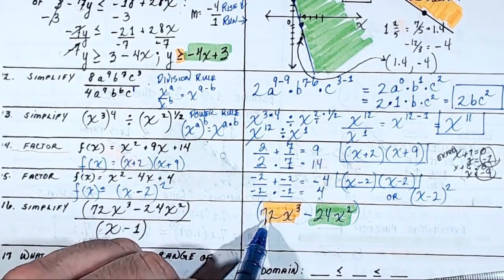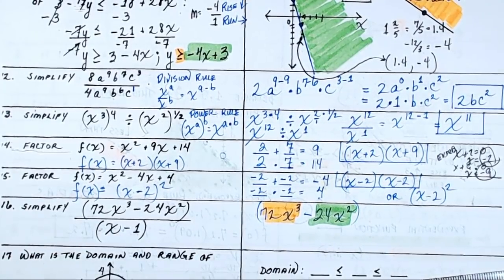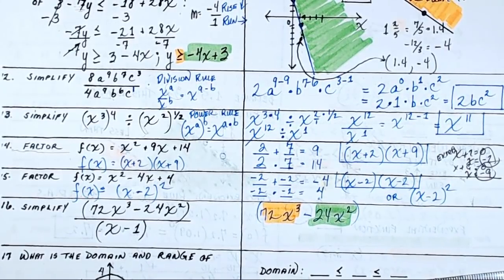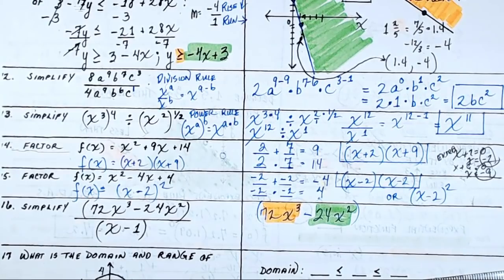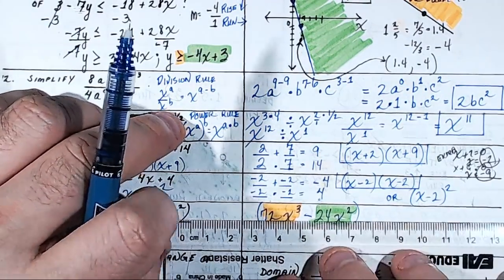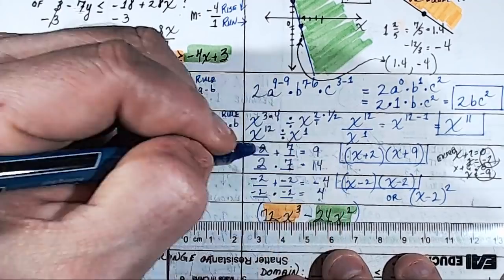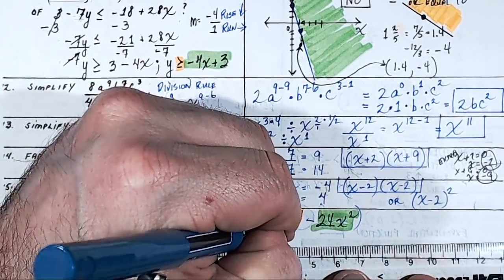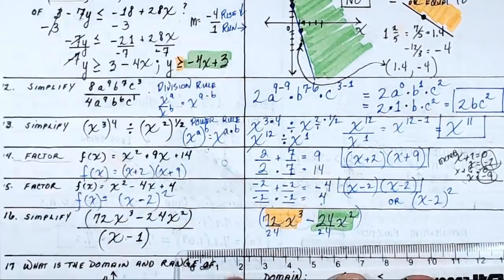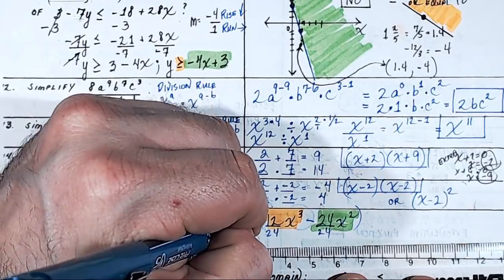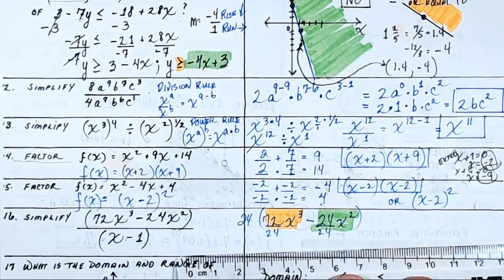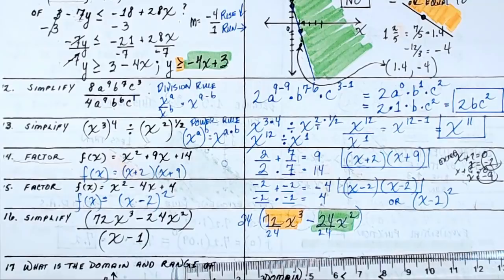Well, think about this. You've got 72 and 24. What's the greatest common factor between 72 and 24? Well, it would be 24, because 72 divides by 24 into a whole number, and 24 divided by 24 is just 1. So I could divide both of these by 24. So we kind of pull it out. You factor out a 24. Leave a little space here because you're going to factor something else out.